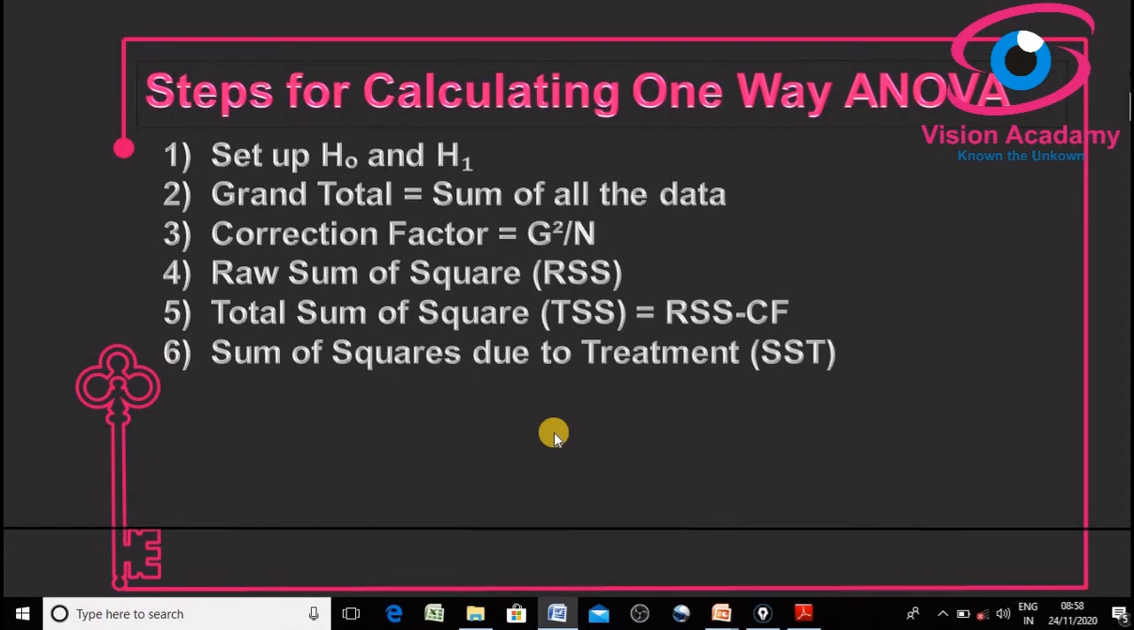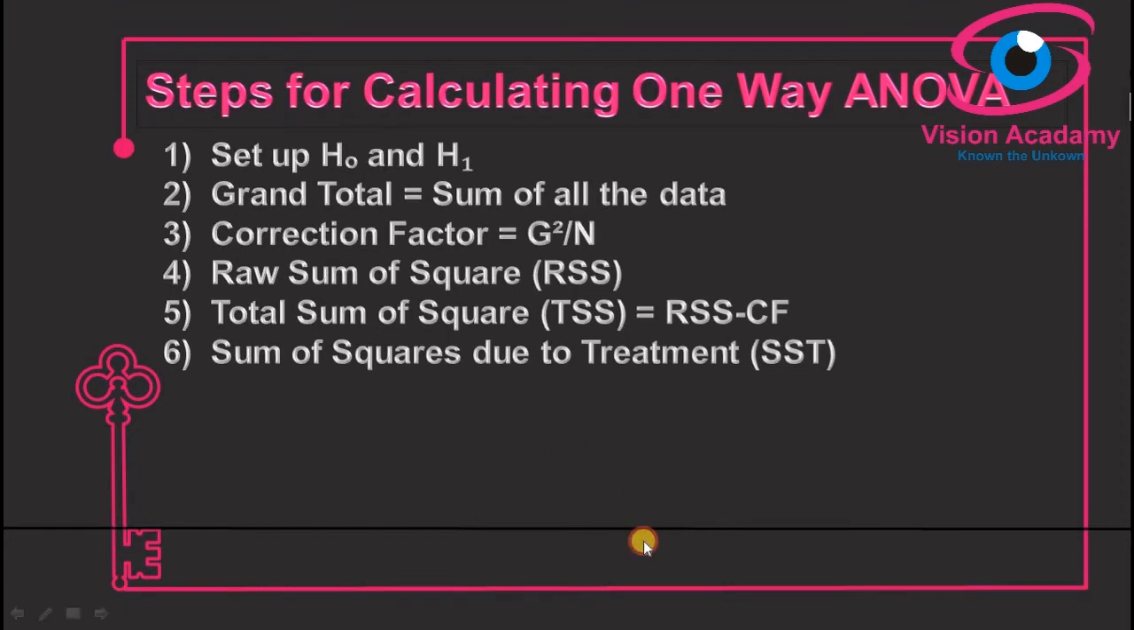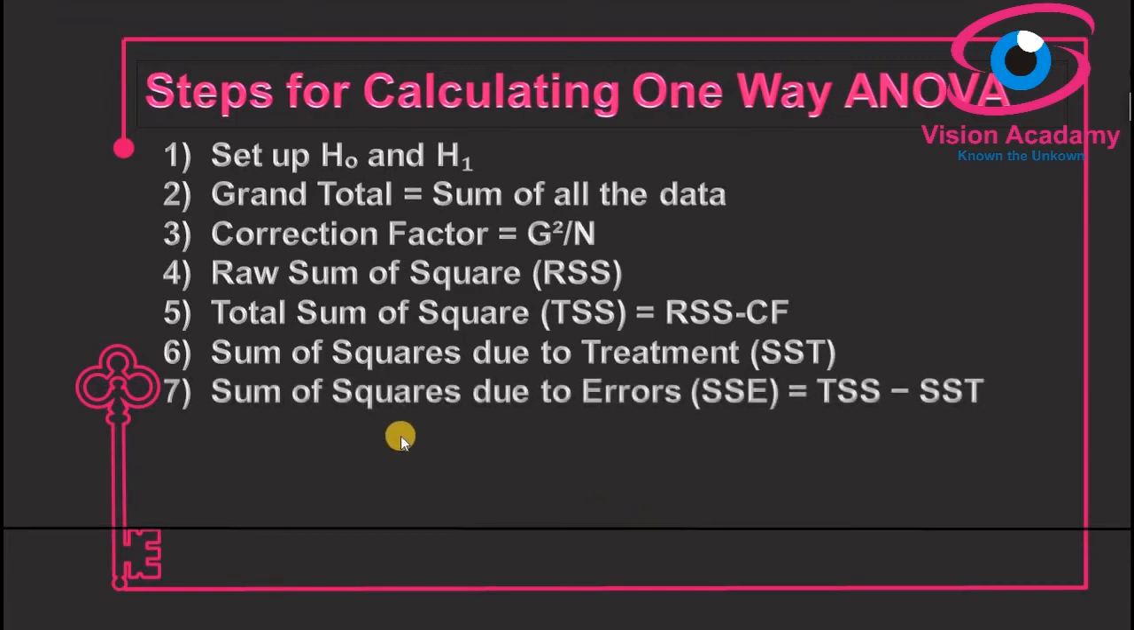After calculating the sum of squares due to treatment, we encounter one more step, that is the sum of squares due to errors, SSE. How to obtain the sum of squares due to errors? In the earlier steps, we found TSS first, and SST also. If you subtract SST from TSS, we will get the sum of squares due to errors. So TSS minus SST gives SSE, the sum of squares due to errors.